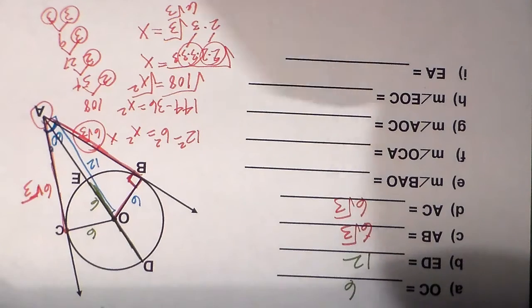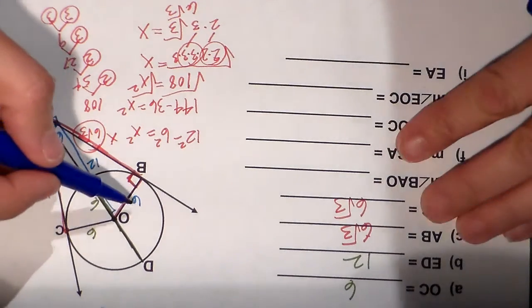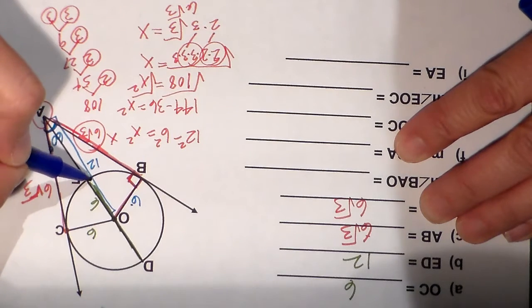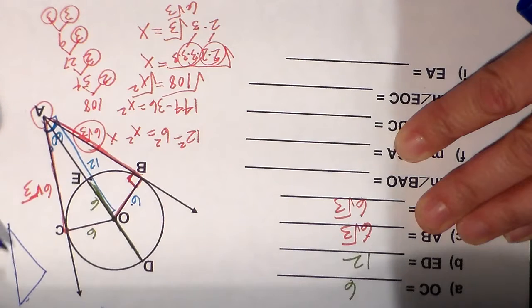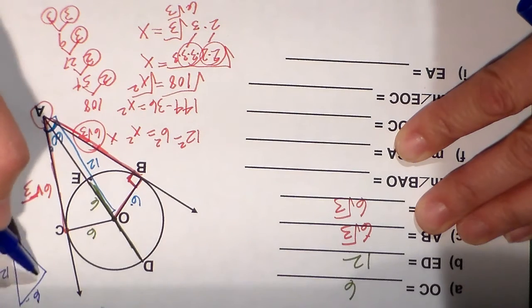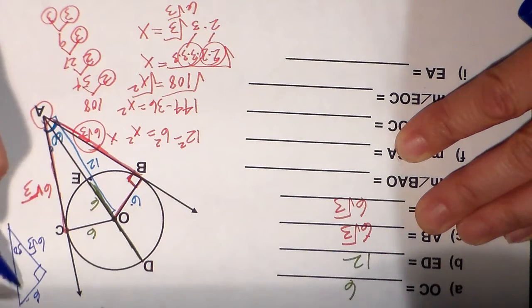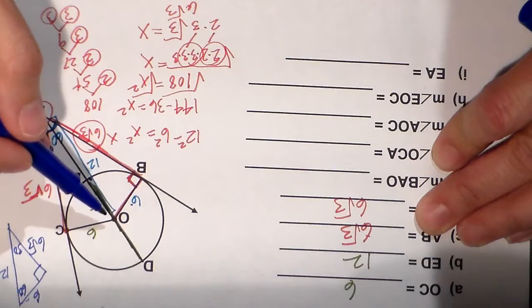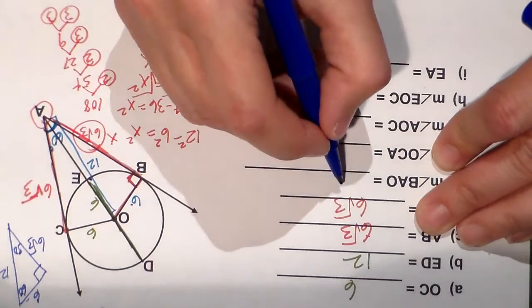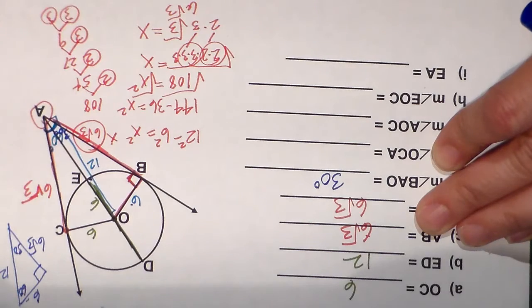What's the measure of angle BAO? Well, look at the relationship here. This leg is half the hypotenuse, right? If I were to pull this out, this is 12 and this is 6 and this is 6 square root of 3. Do you recognize that pattern? It's a 30, 60, 90. So BAO is a 30-degree angle. It's that 60 cut in half.